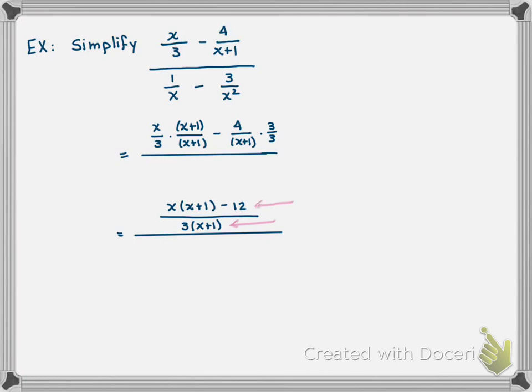However, this is not factored because of that subtraction. So the only way I'm going to get it to be factored is to distribute and then factor the trinomial. So our denominator stays the same, and then our numerator is x squared plus x minus 12. And then we can factor that numerator because now we've expanded it enough to combine everything.